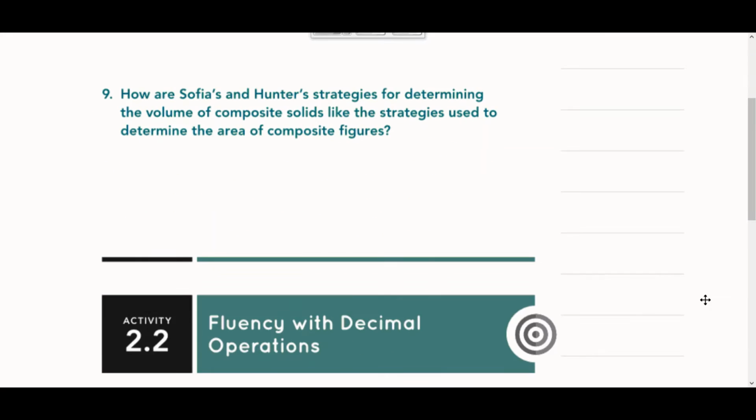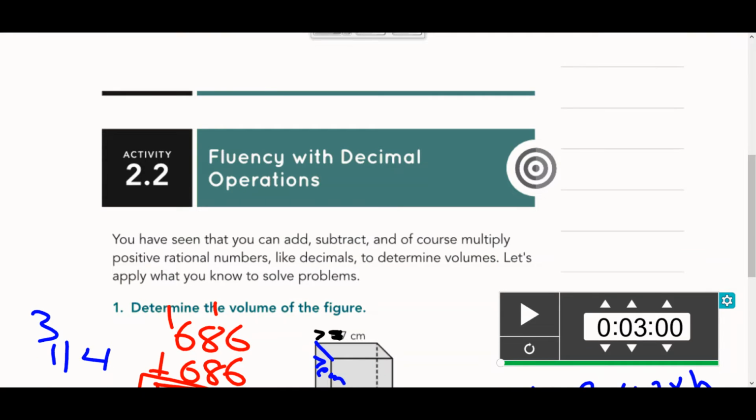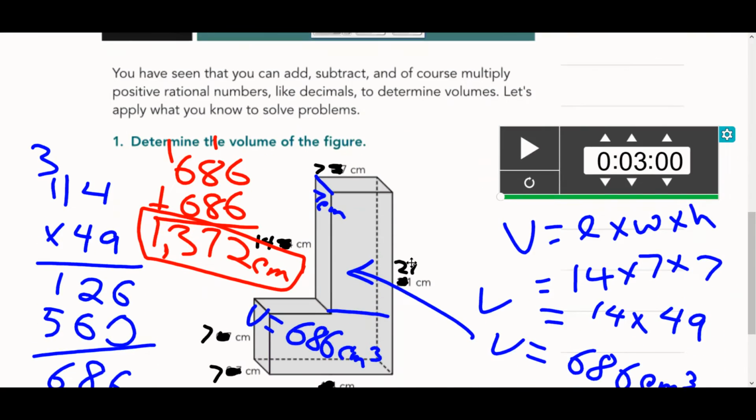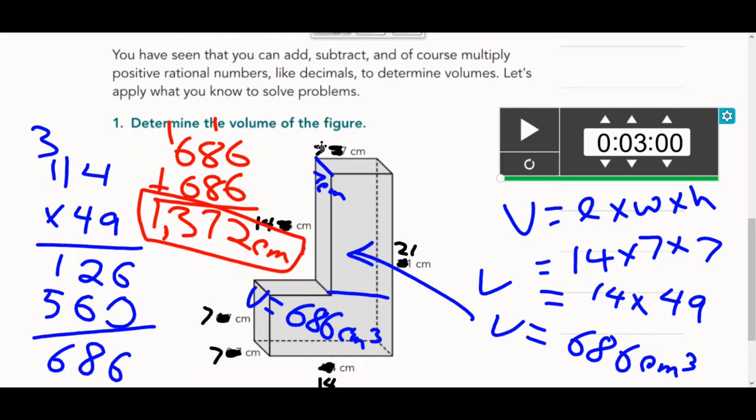All right, then we went back to composite solids, and we looked at this shape. We changed the numbers a little bit so they're a little bit nicer to work with, but the idea is the same. We break this kind of L-shape block of wood, I guess, into two recognizable shapes, two boxes. Okay, so we need to find the volume of this top box.